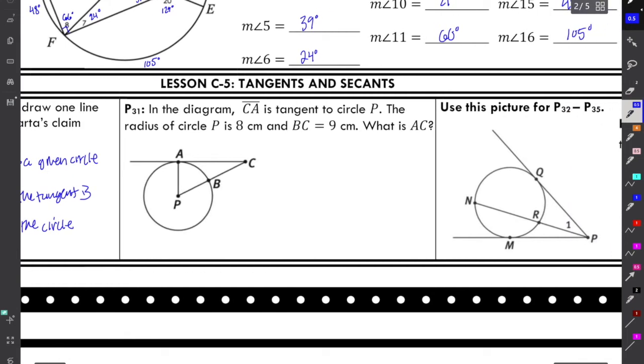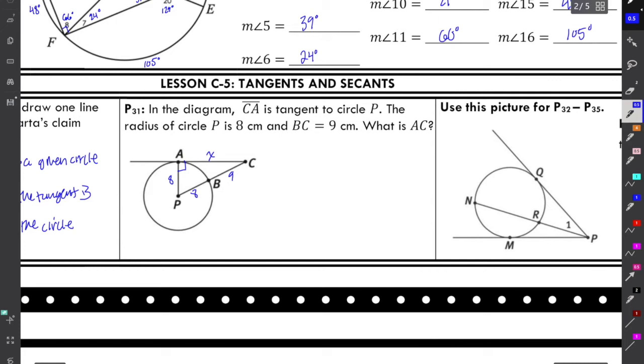In the diagram, CA is tangent to circle P. If it's tangent to circle P, this radius that is drawn to the point of tangency C is perpendicular to the tangent line. So there's a right angle right there. The radius of circle P is 8, so that's 8 centimeters right here, and PB is also 8. We know that BC is 9 centimeters. We want to find AC.